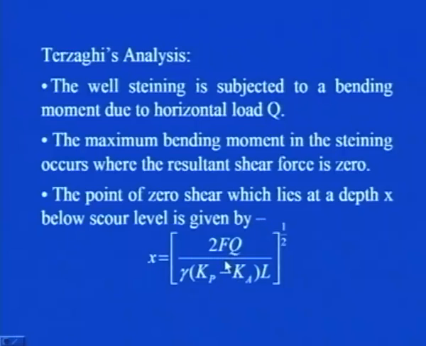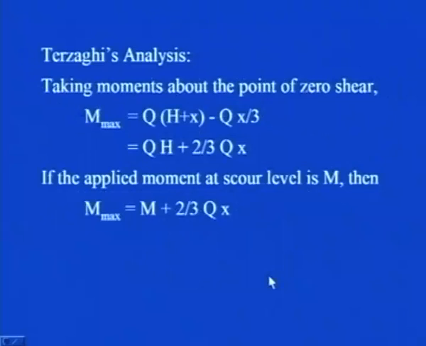these, which you can obtain from the three basic equations of equilibrium, as x equals 2 Q divided by gamma (Kp minus Ka) into L, to the power half, that is, the square root of this total expression. Then take moments about the point of zero shear, because that is the point about which the maximum moment will occur, and in analysis and design we always go for the maximum force and the maximum bending moment. So, M maximum you can obtain as Q (H plus X) minus Q X by 3, which results in Q H plus 2 by 3 Q into X.